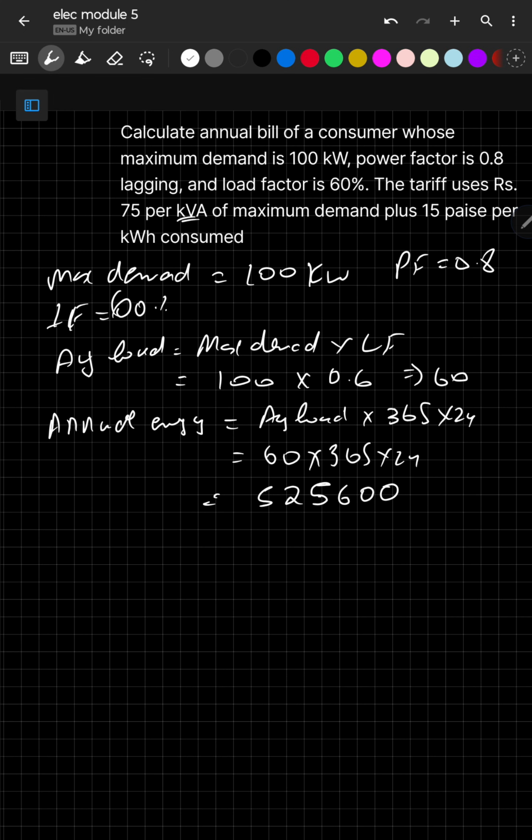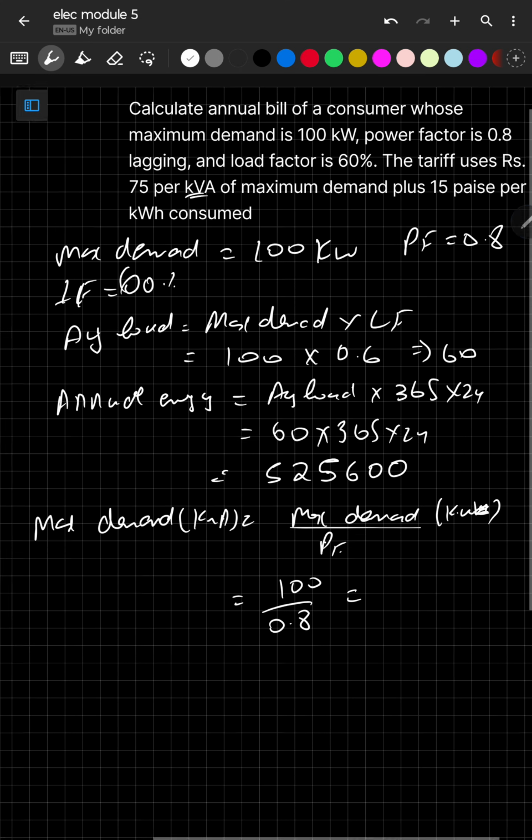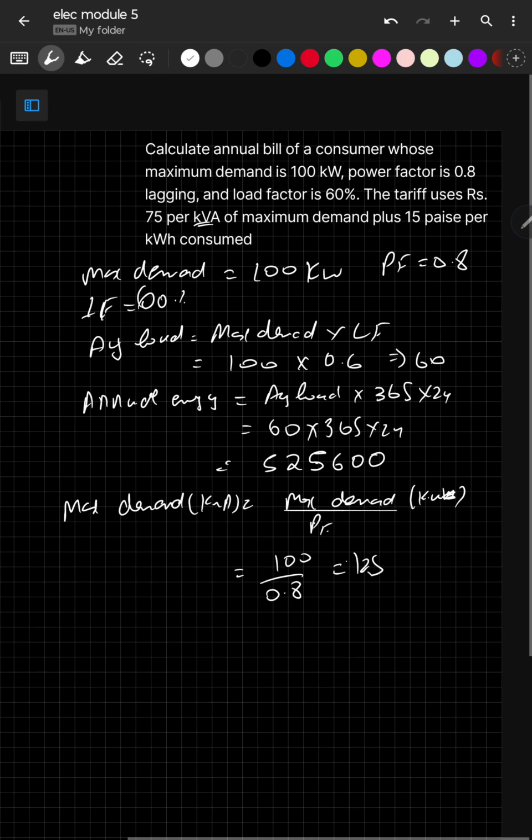Now maximum kVA they have given. So max demand in kVA is equal to max demand in kW by the power factor, which is 0.8. So max demand in kW, what did we get? 100 by 0.8. So 100 by 0.8 gives us 125. So now we can calculate.